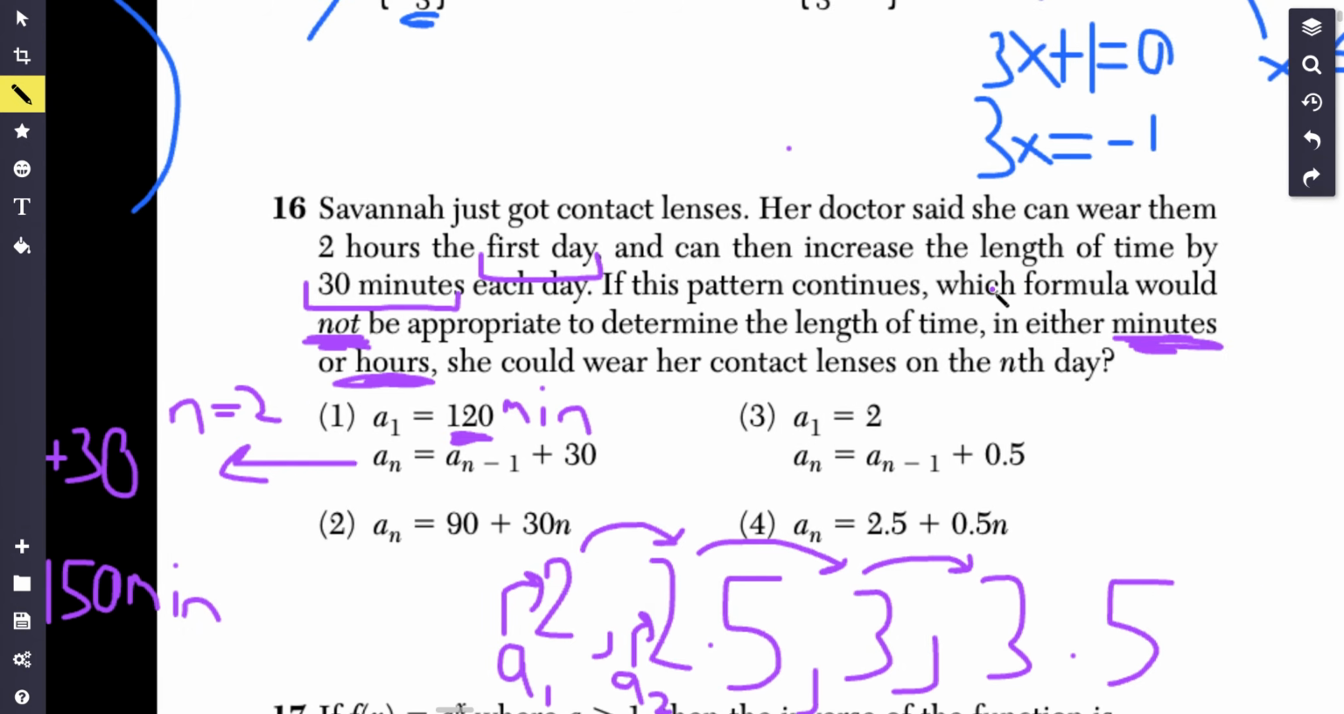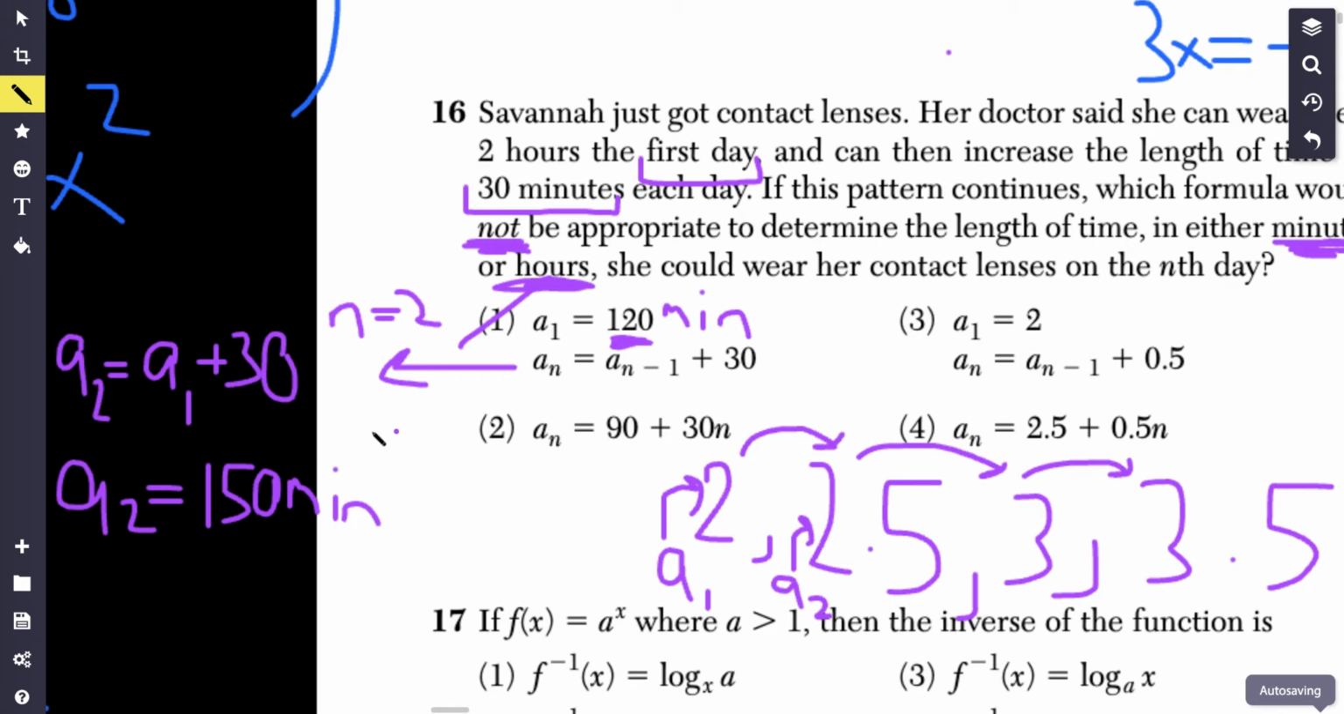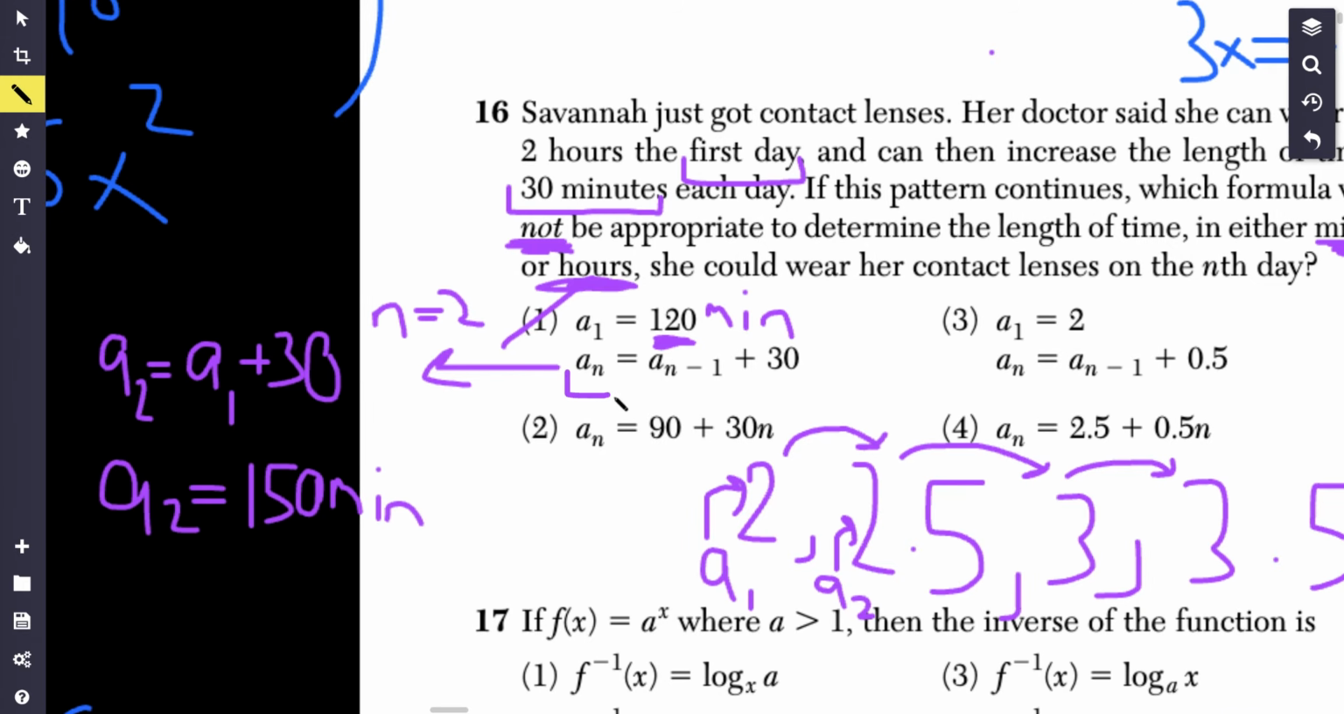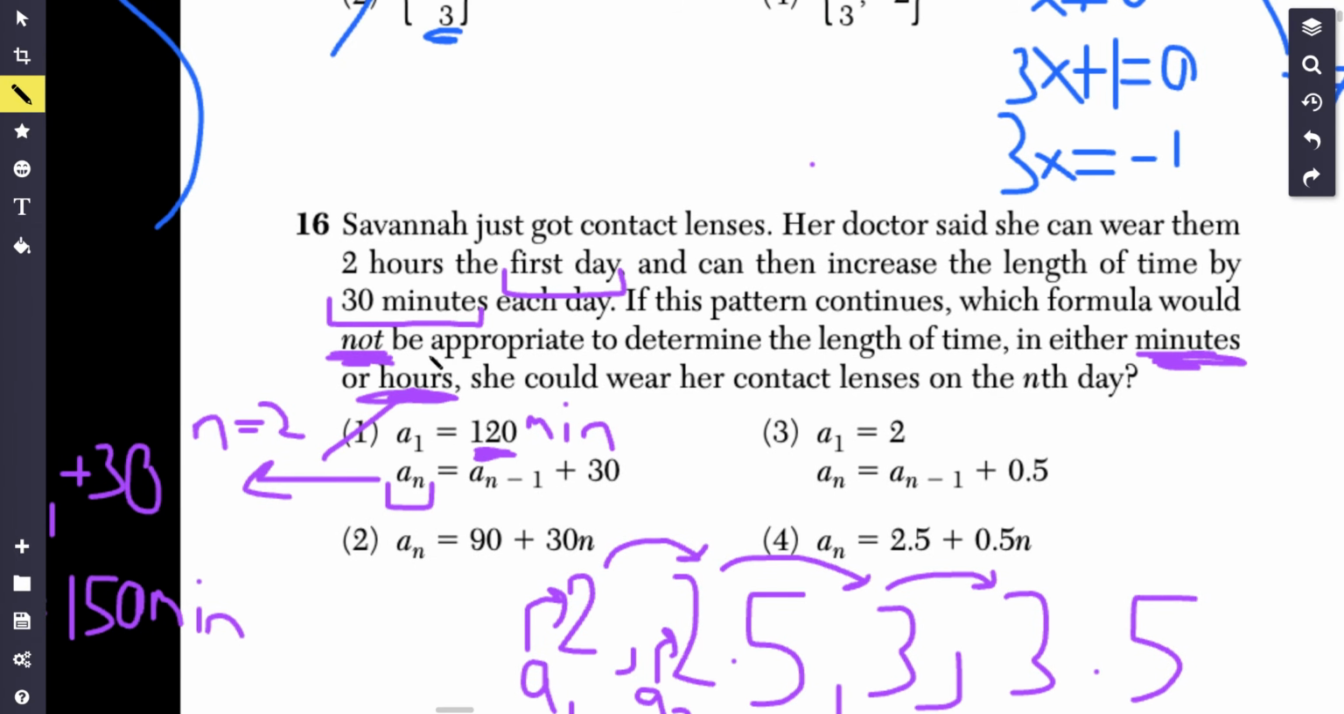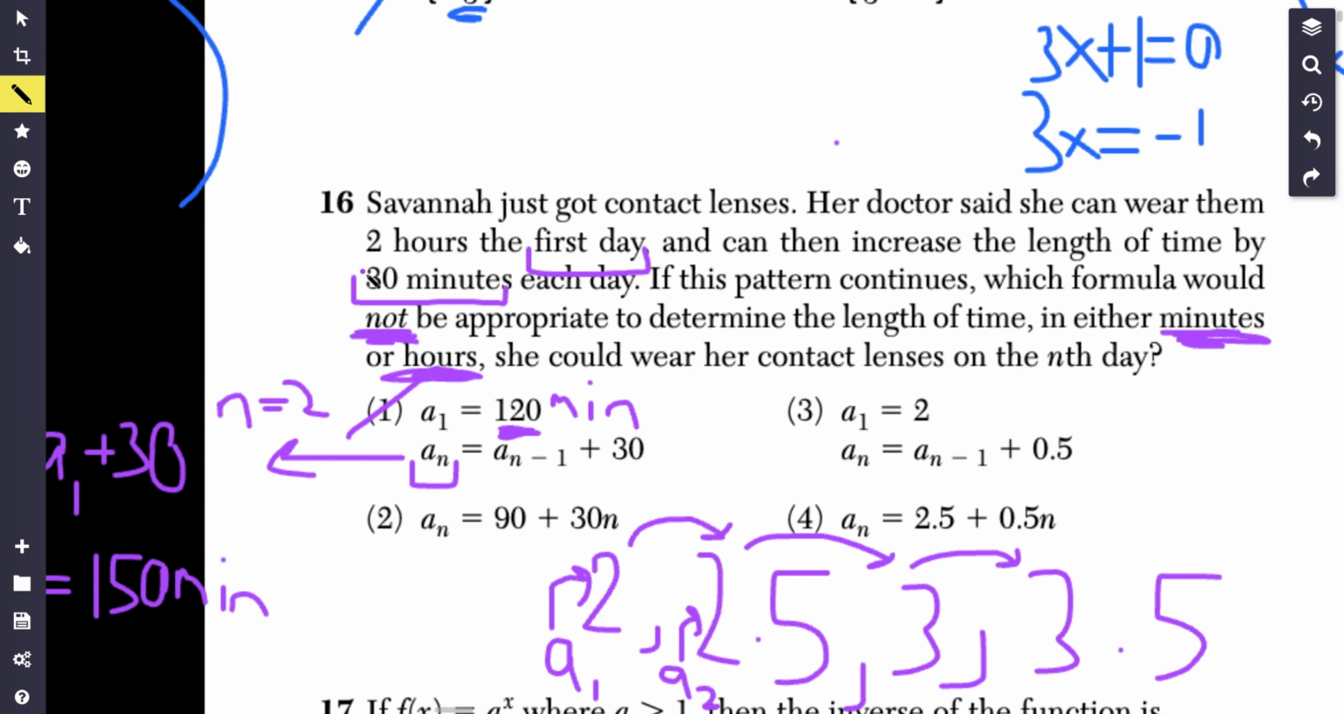And we want to find the formula that would not be appropriate, so this can't be our answer. What this formula is basically saying is, if we want to find the amount of hours the lenses can be worn on a certain day, you just take the number of hours from the previous day and add on 30. And that's literally what the problem says: take the previous amount and add 30, because it increases by 30 each day.